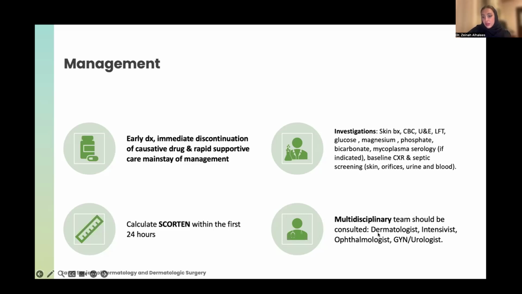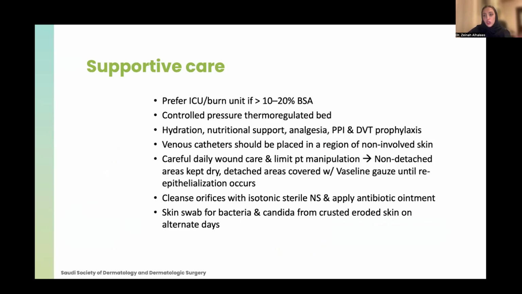And obviously, it's a multidisciplinary team approach. So you want dermatology, but also you want ICU or burn unit involved. And then depending on ocular involvement, genital involvement, so you want ophthalmology, gynecology, etc. So in terms of supportive care, we either want to admit them to ICU or the burn unit, especially when their body surface area is above 10 to 20%.